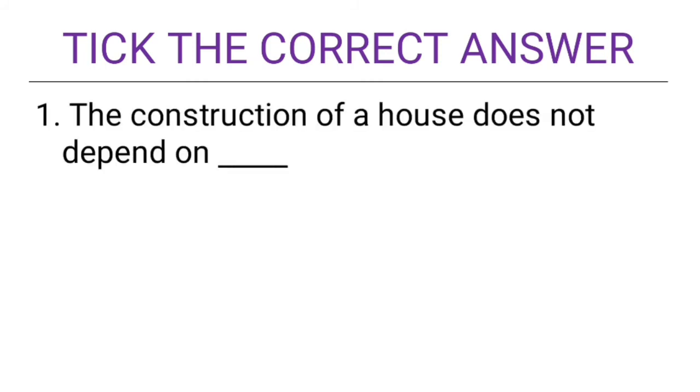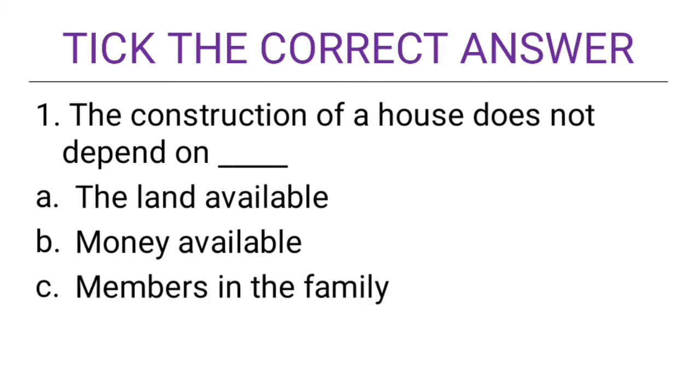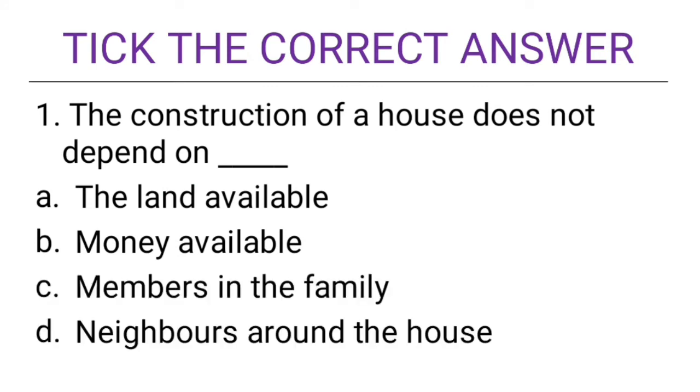So the first question is tick the correct answer. First question: the construction of a house does not depend on. Options are land available, money available, members in the family, neighbors around the house. So the correct option is neighbors around the house, because construction of the house does not depend on neighbors around the house. So D is the correct option. Let me mark it for you.